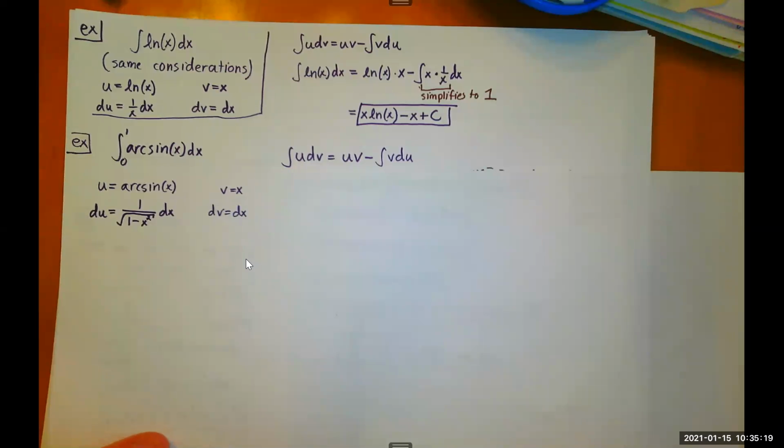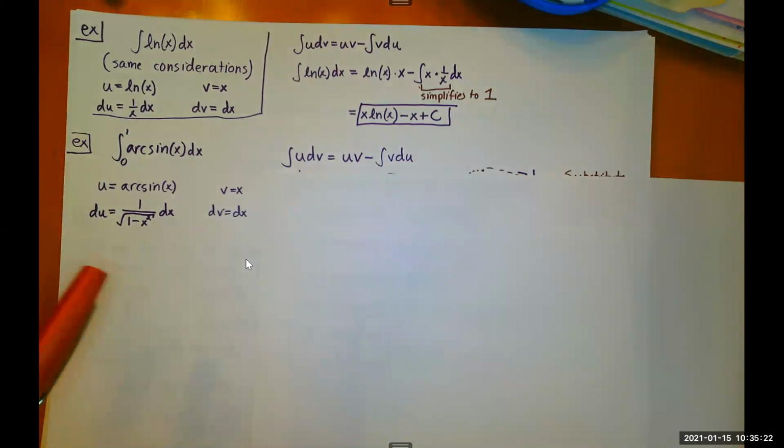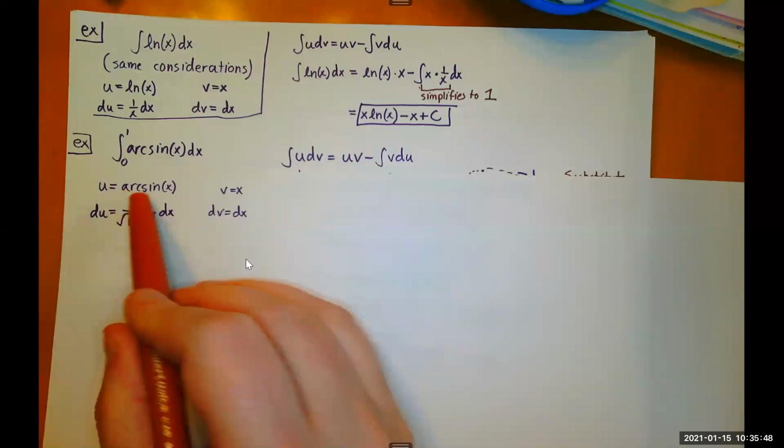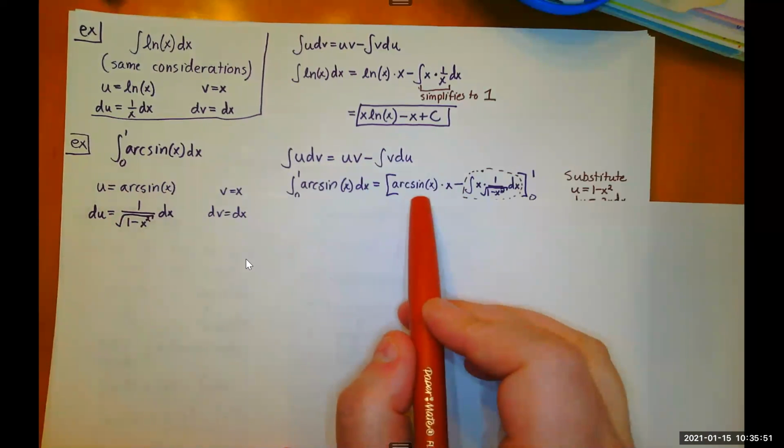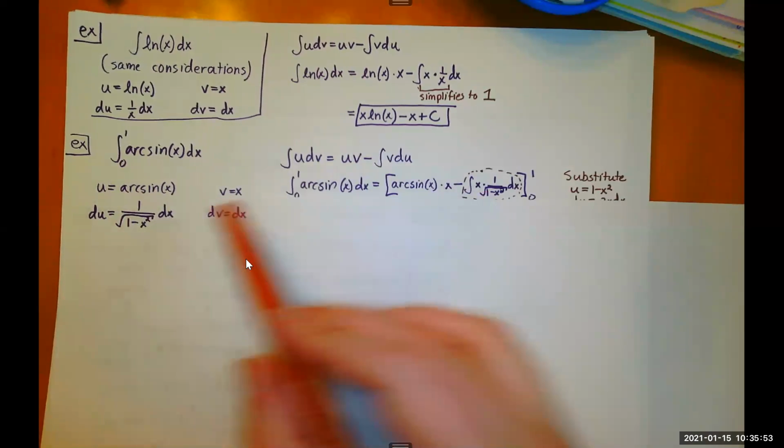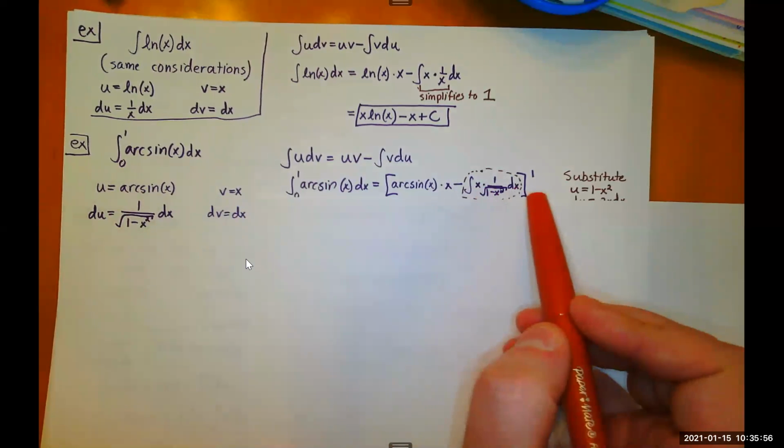So same progression, I won't repeat it, but u is going to be arcsine of x. This is why you need to know ice cold those derivative and antiderivative shortcuts. When was the last time you thought about the derivative of arcsine of x? Not recently. Didn't use the chain rule, so that was nice. So I've got 1 over the square root of 1 minus x squared. v is x because dv is dx. Going into the formula now, uv: arcsine of x times x. Minus v du: x times 1 divided by the square root of 1 minus x squared.